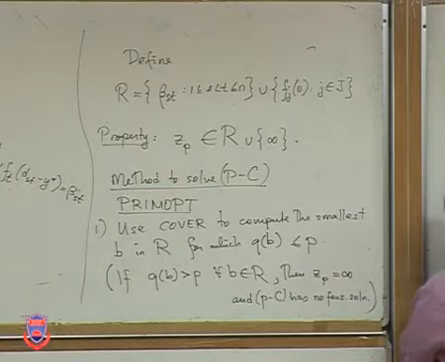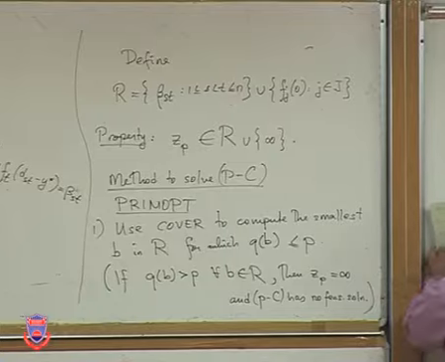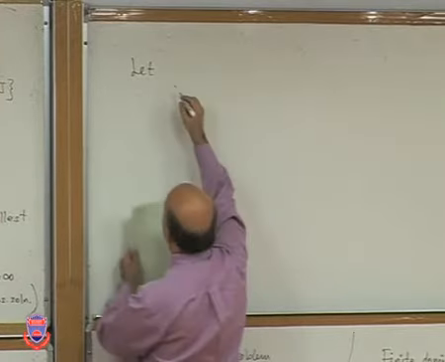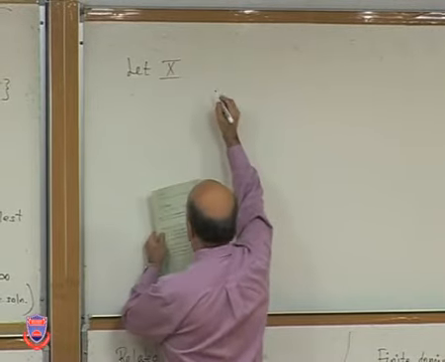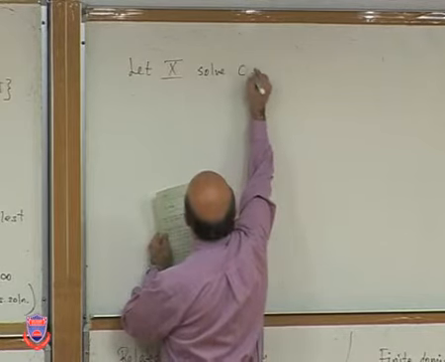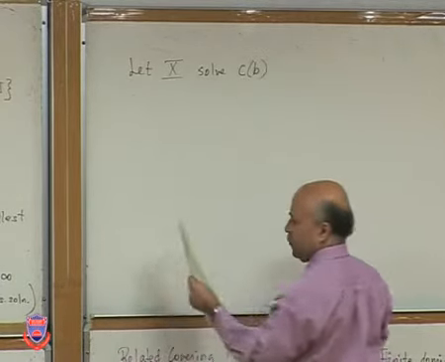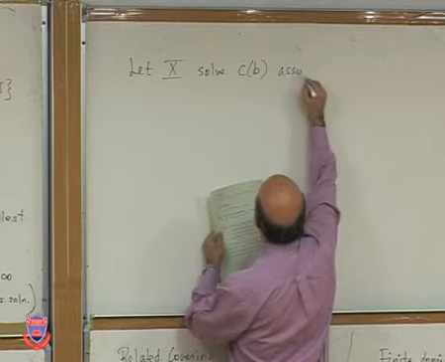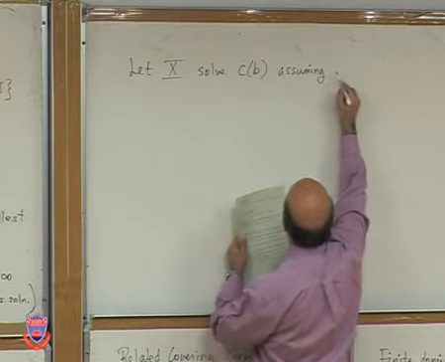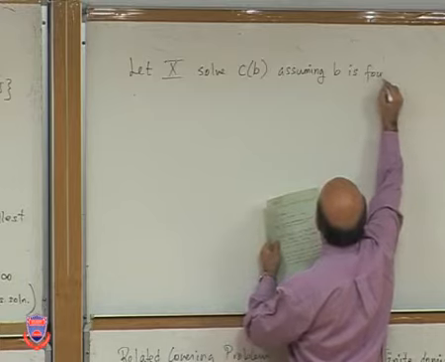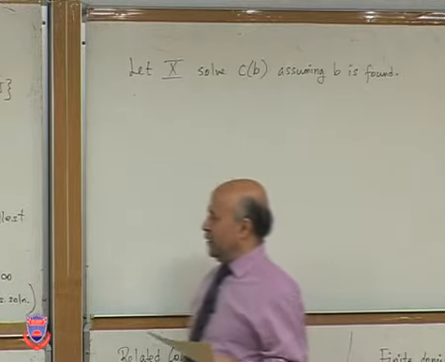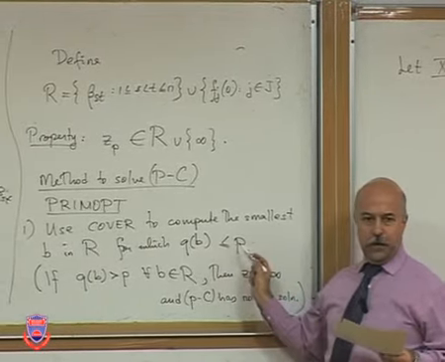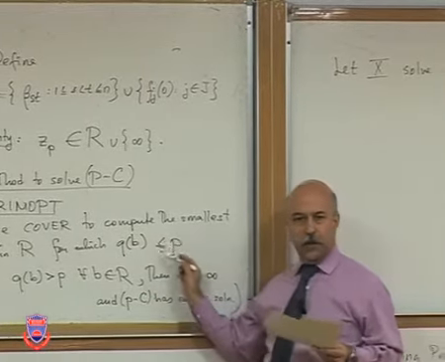Step 2. Well, before I state that, this is the continuation of step 1. Let X solve the covering problem with parameter B, in other words, Z equals B here, assuming such B is found. What B? The smallest B for which Q of B is less than or equal to P. If you make it smaller, it reverses the inequality here. Okay?